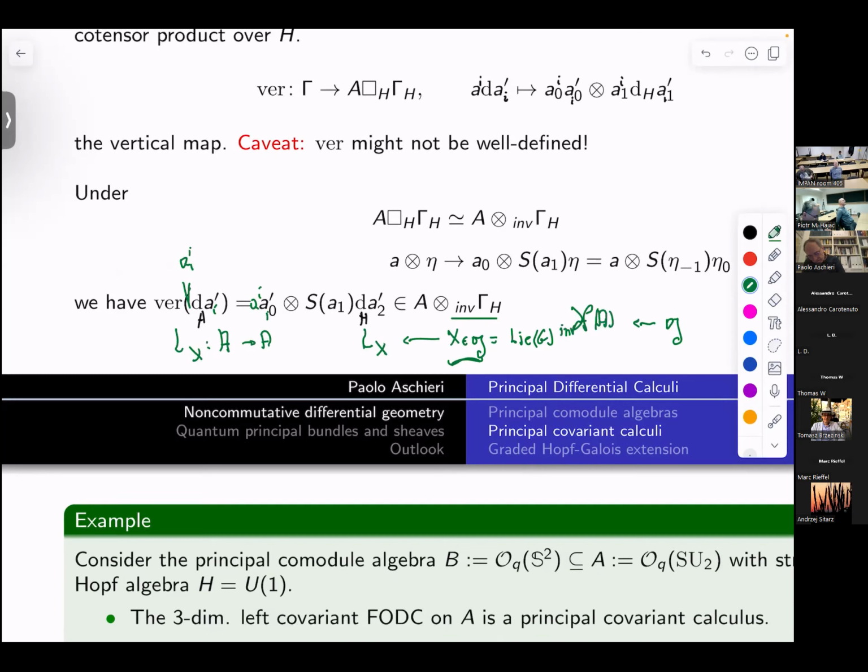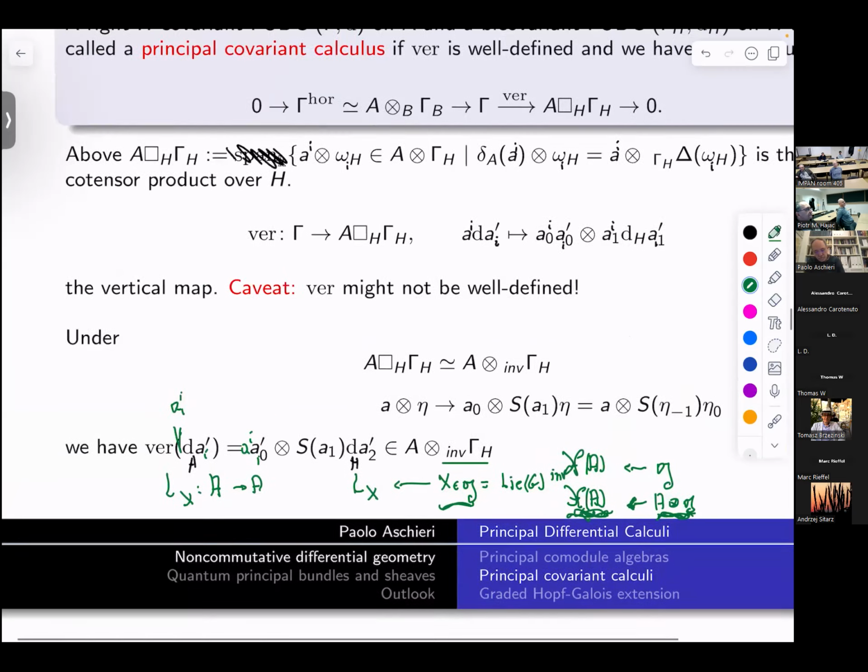And when tensoring with A, we have a map that is a left A-module map from this space to this. And this, classically, this injection corresponds to this quotient.